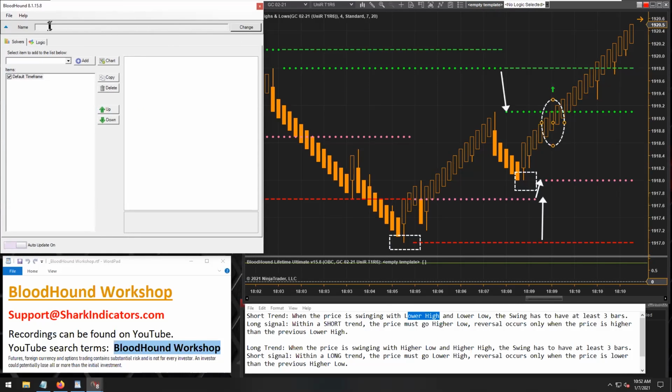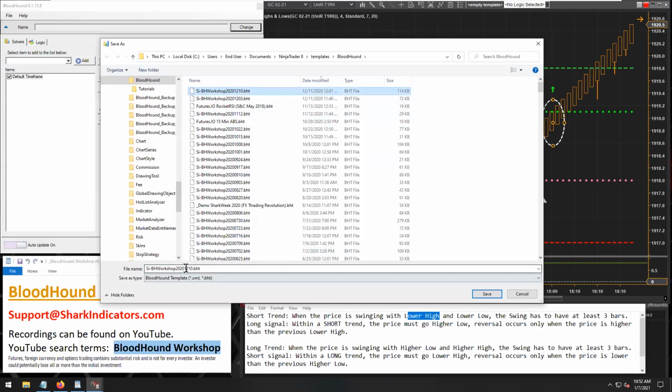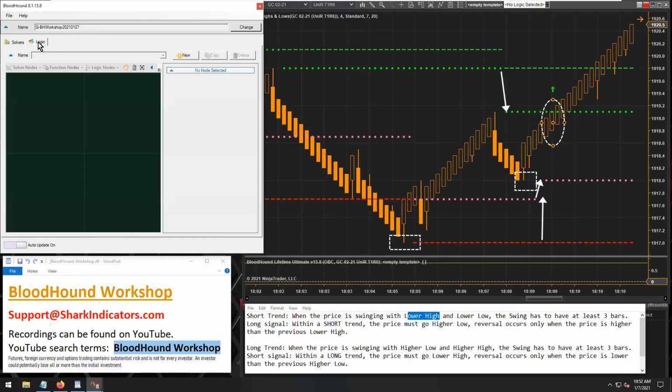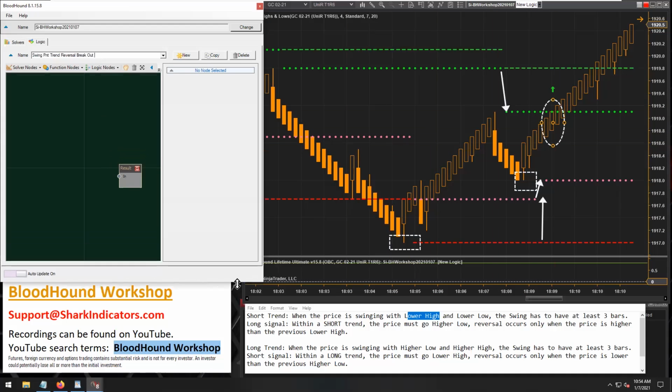All right, so first thing we need to do is put a file name in here. So let's hit the change button. Today's New Year date here. All right, there we go, January 7th. And I'm going to switch over to the Logic tab to start a new Logic template here. So we hit the new button. Okay, something like that. Swing point, trend, reversal, breakout. It's kind of what we have going on here.